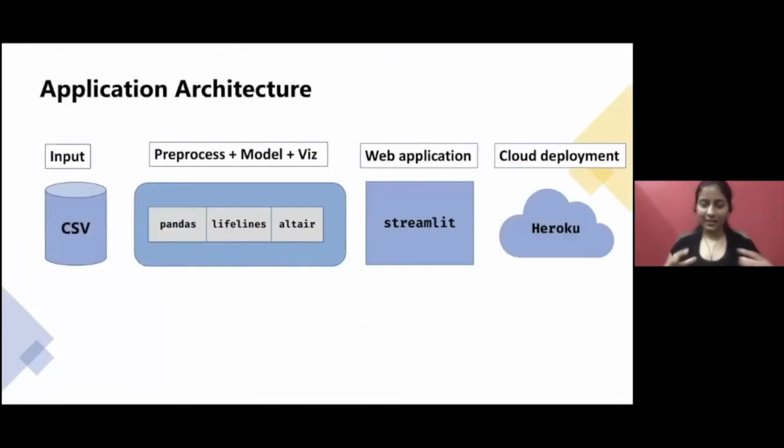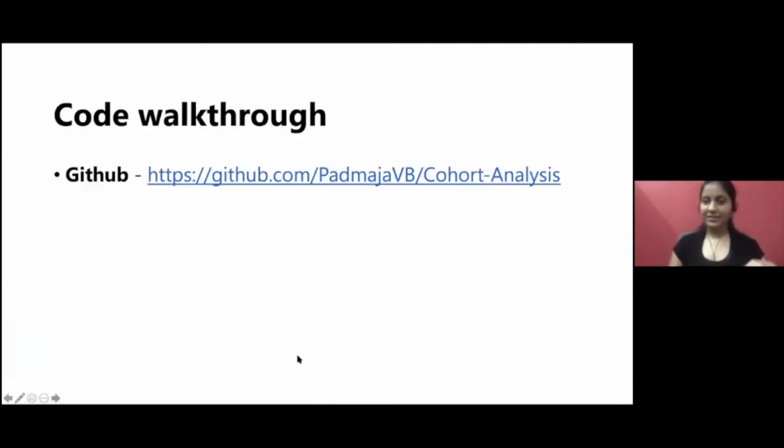The application that I described just now had the following components put in place. First, we took input from CSV. Then we did some pre-processing using Pandas, Lifelines, and Altair. And then we built a beautiful web application using Streamlit. And all of this was deployed on the cloud using Heroku. So with this, let's dive into the code directly.